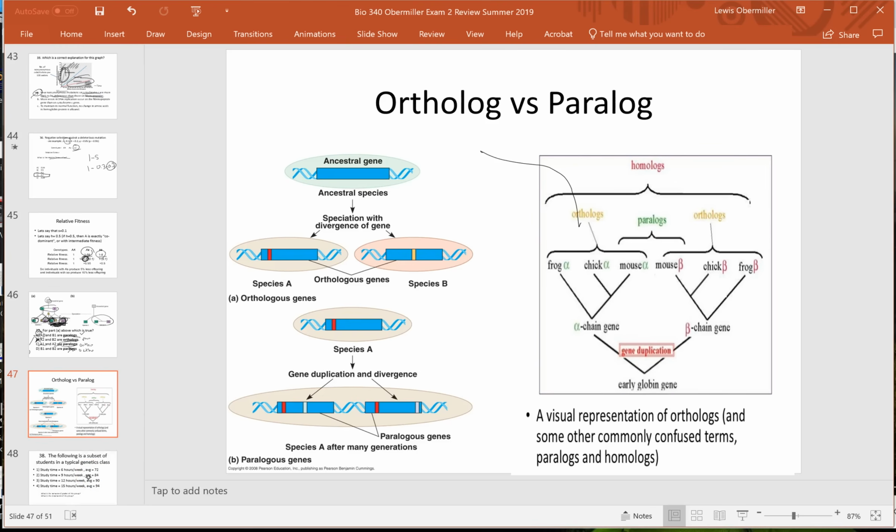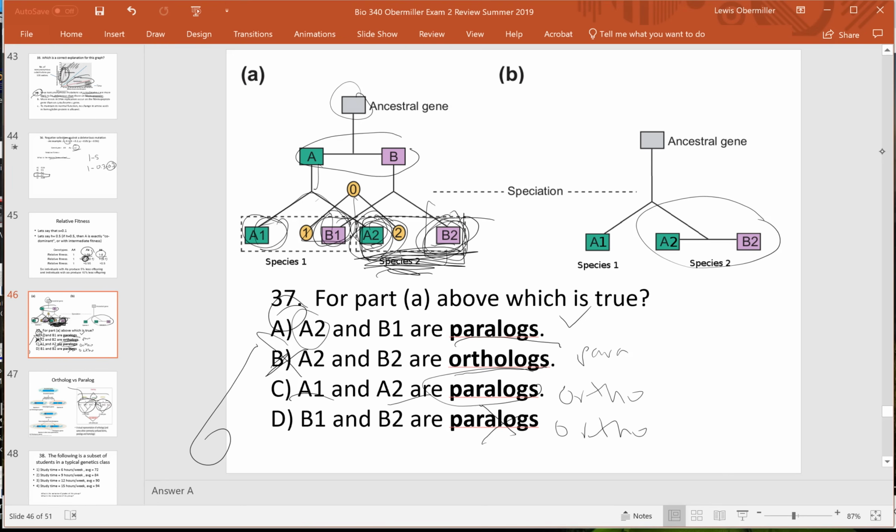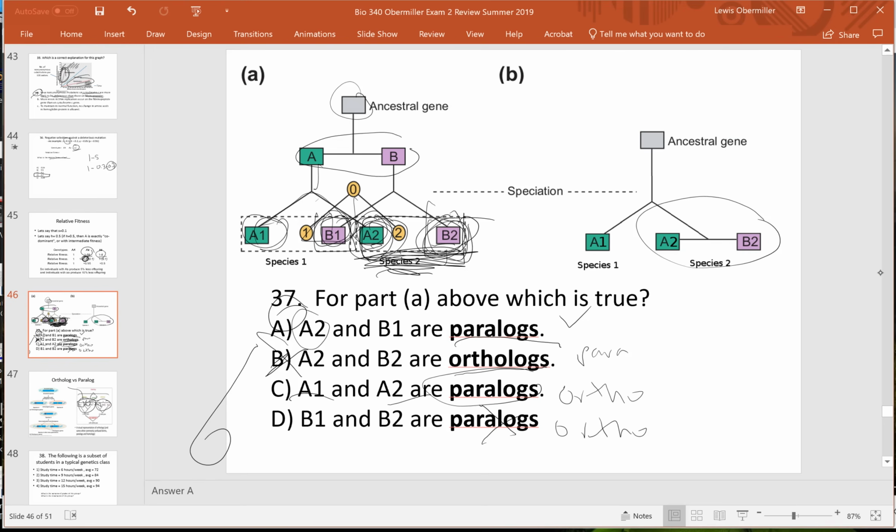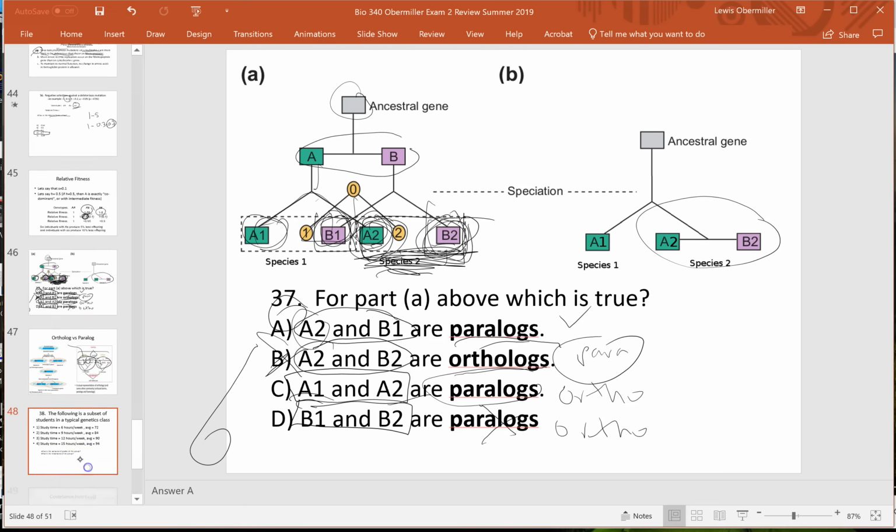And this just shows you what we talked about. Orthologs are the same group, like A and B, and then paralogs are different. So if we go back a slide, same, right? Those same ones are orthologs. So same orthologs, different paralogs, different paralogs. All right.